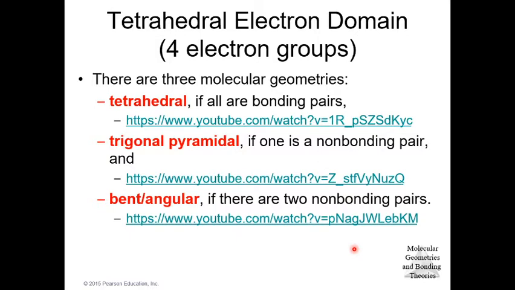If you have 4 electron groups around your central atom, you have 3 possible molecular geometries. If all your electron groups are bonds, you're tetrahedral. There's a video for that. If you have 1 lone pair and 3 bonds, you're trigonal pyramidal. And there's a link for that if you want to take a look at that in 3D animation. If you have bent angular, that means you have 2 bonds and 2 lone pairs. There are examples of these on the next slide.